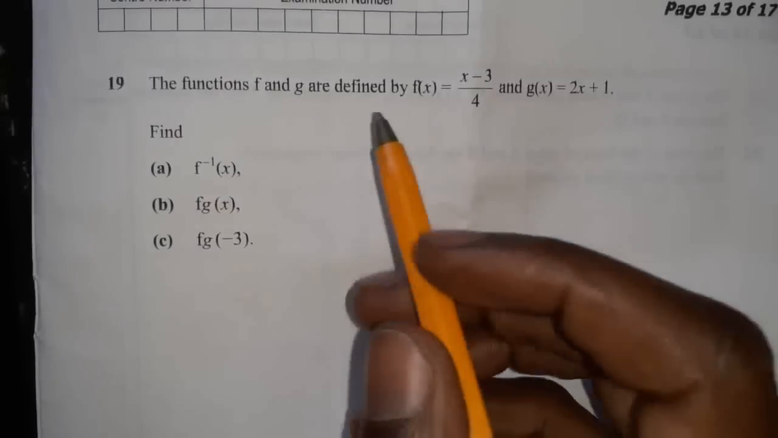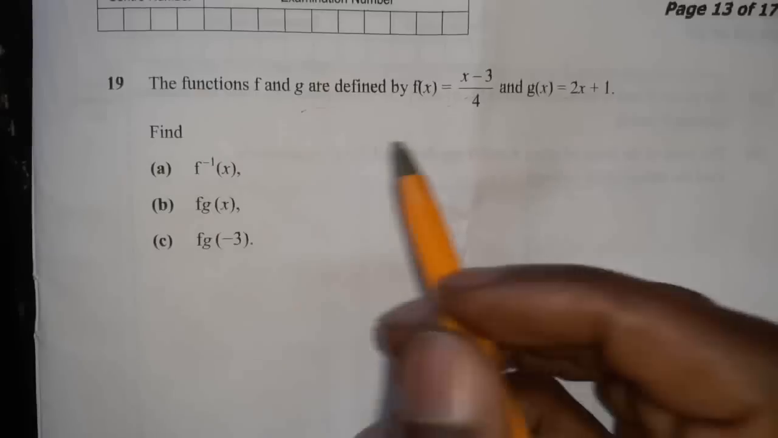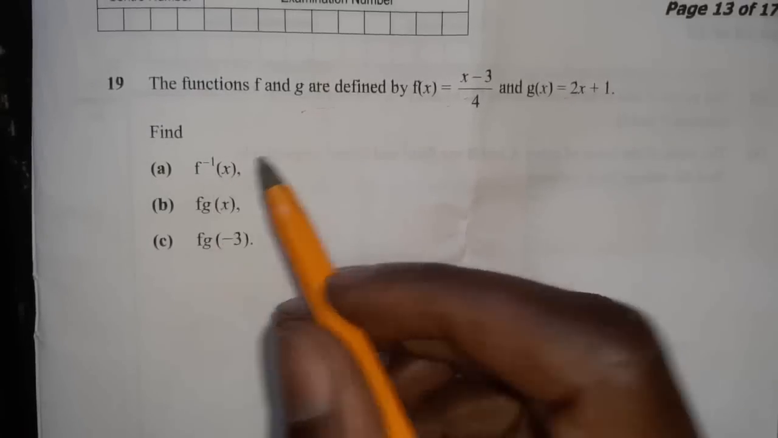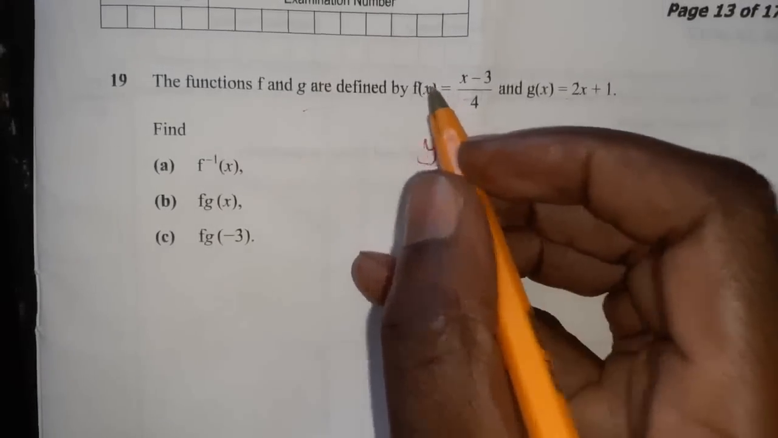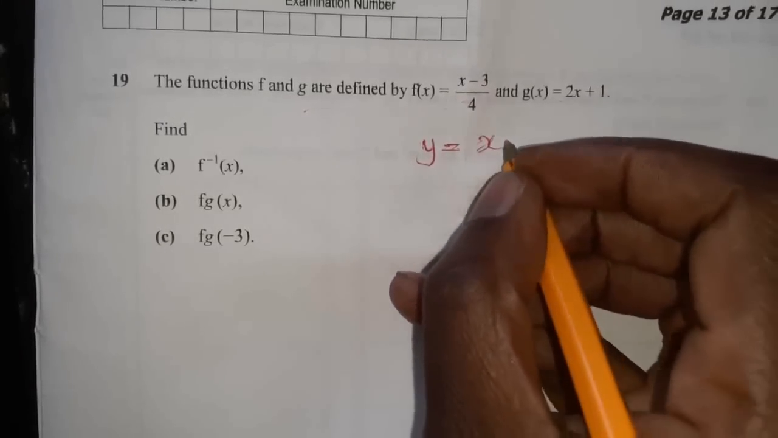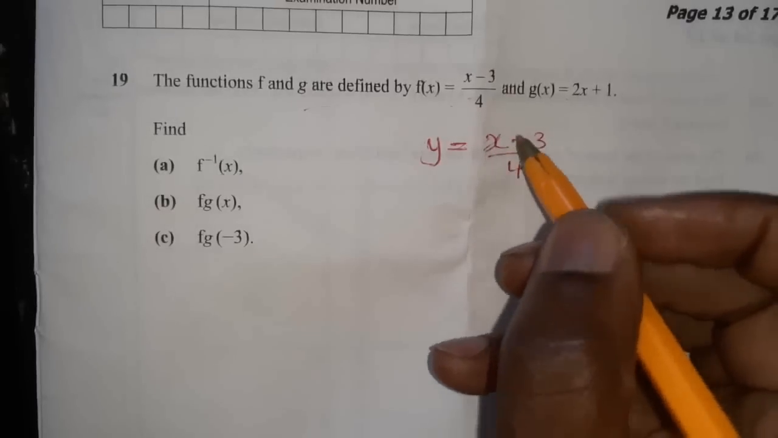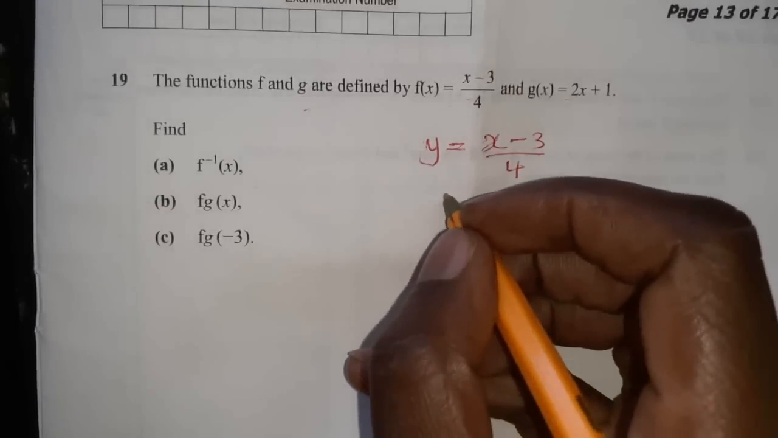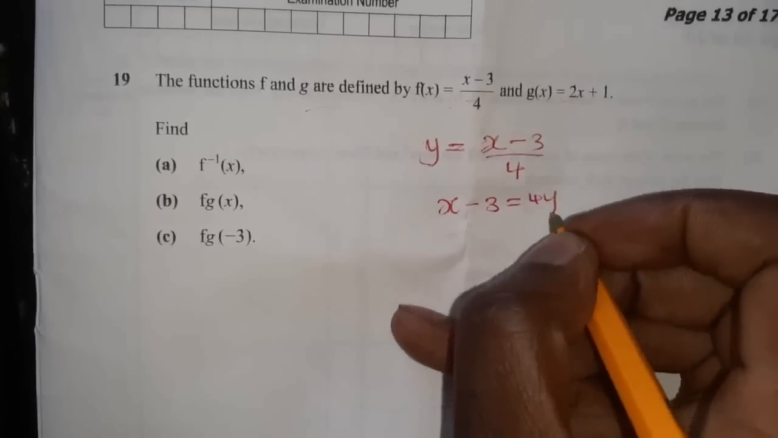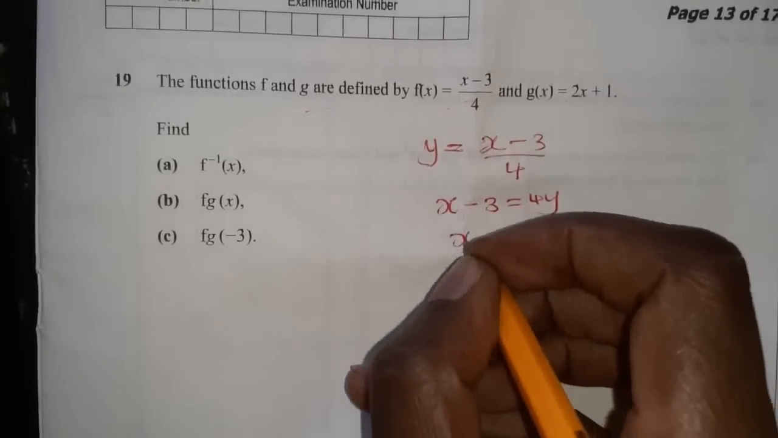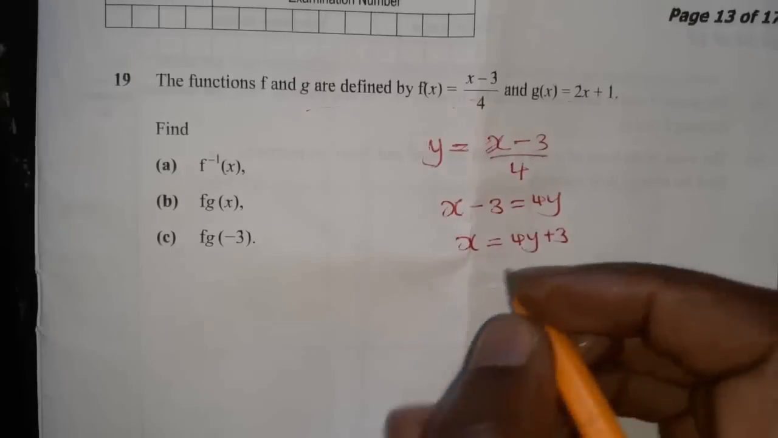So question 19, we have got these two functions here, f and g. The first one is saying find the inverse of f. How do we find the inverse? Where there's f(x), we write y equals (x minus 3) over 4. Then we make x the subject of the formula. So meaning we're going to have x equals 4y plus 3.